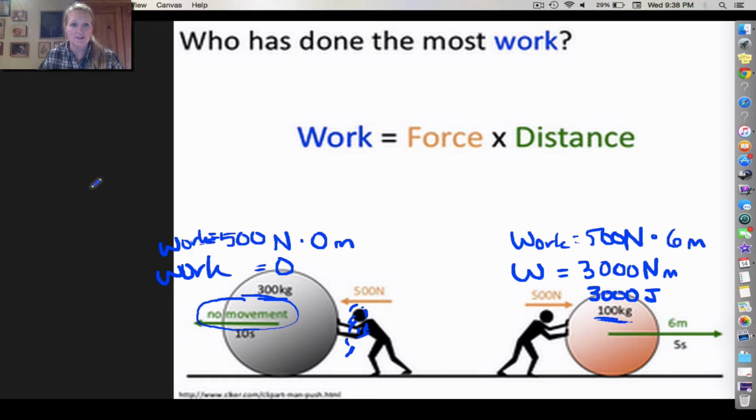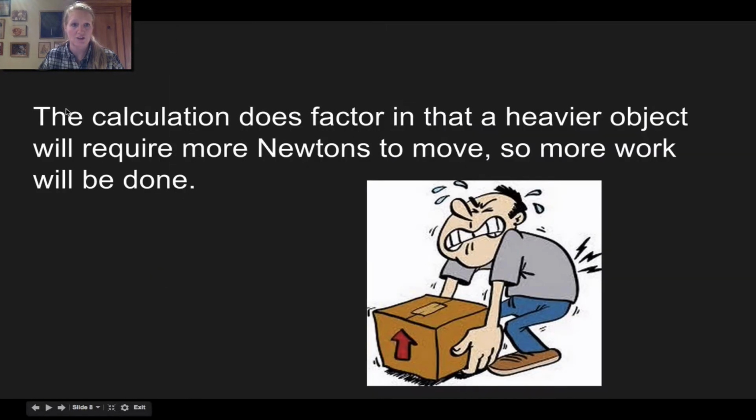Now, there is a tiny little nuance on that. These people are pushing it in this direction, so they're putting the energy and the force in that direction. One thing before I say that, is the calculation does factor in that a heavier object will require more newtons to move. So that just means that even when it's a heavier object, as long as you move it, it will factor that in because it requires more force to lift it. So as long as it moves, the work equation will factor in the heavier objects, but the movement has to occur first for it to be considered that.